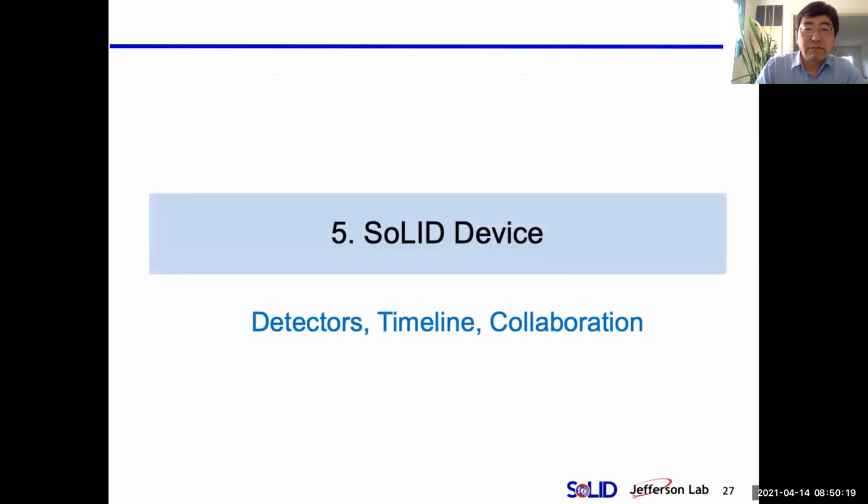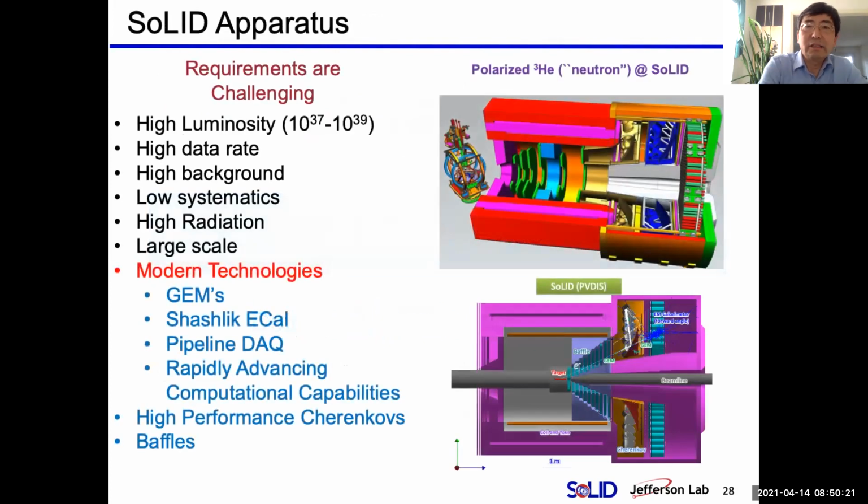Okay, I'll just very quickly show you what the detectors are. It's very demanding, but from the beginning we use more modern technologies that allow us to deal with high luminosity and high data rates. So we use GEMs instead of wire chambers. We use Shashlik ECal, use pipeline DAQ, and the very fast advancing computing capability really helped us. And for the Cherenkov, we use a high performance Cherenkov and use some buffer to help for PVDIS. There are two different configurations, one for SIDIS and one for PVDIS.